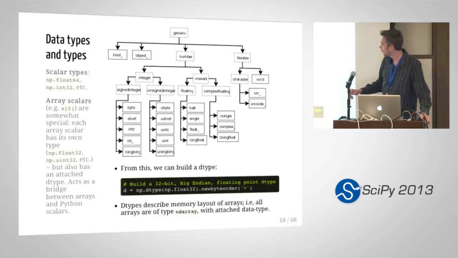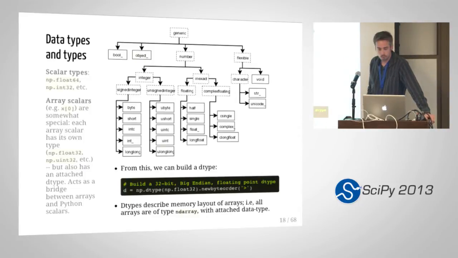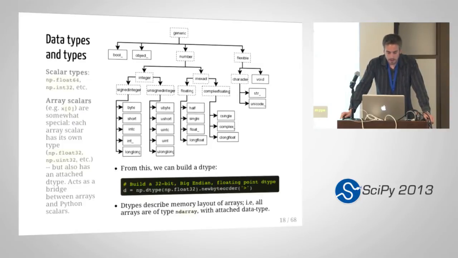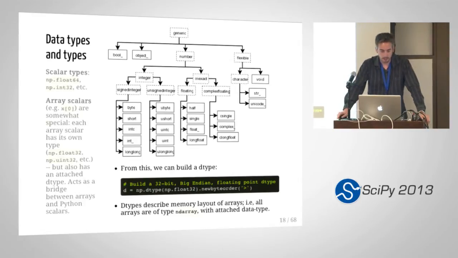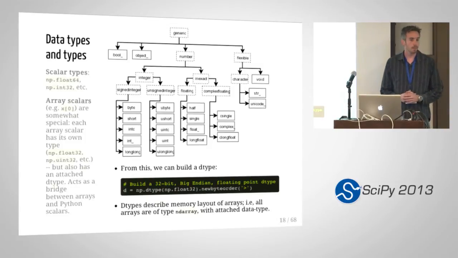Here I've put up an example of how to construct a data type from float32. If you call np.dtype and you give it any of those scalar types, then it constructs a data type for you, and then you can manipulate things like the byte order.